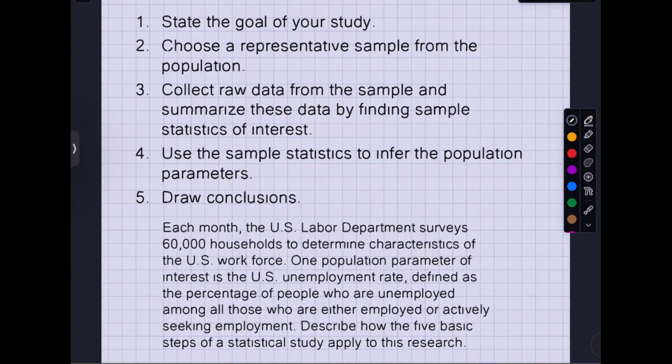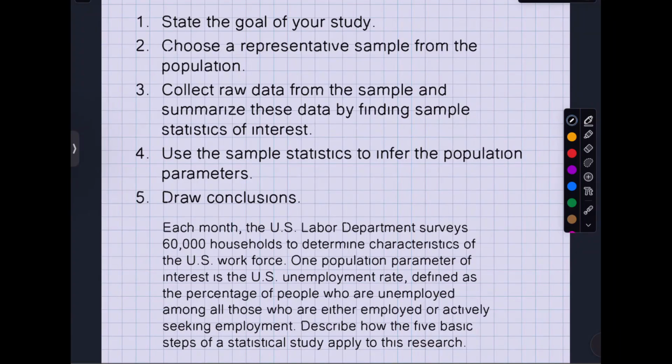To determine, well, the research is to learn about the employment or unemployment within the population of America, of the U.S., right? Step 2 is to choose a representative sample from the population. So what is called the sample that they took? Yep, the 60,000 households, right? That's clearly not our whole U.S. population.